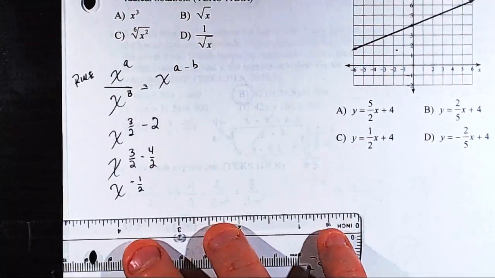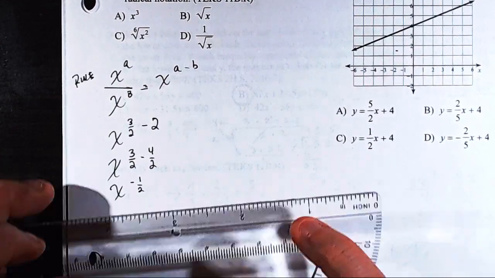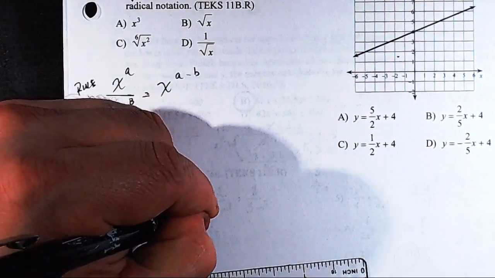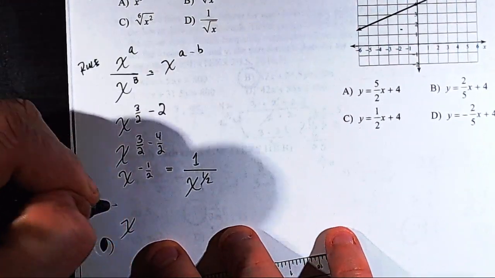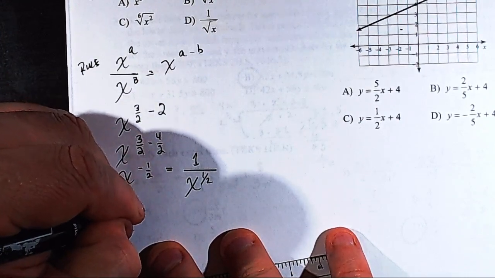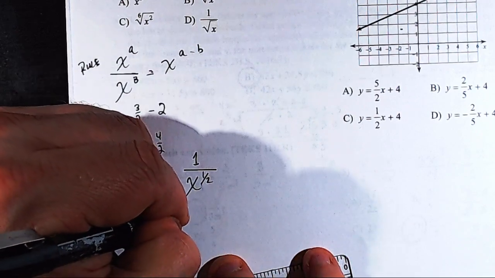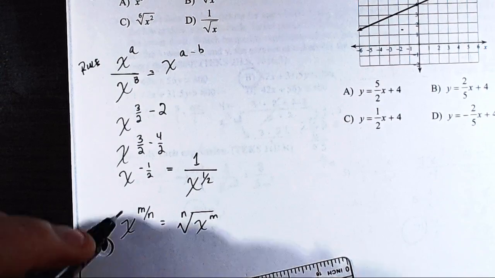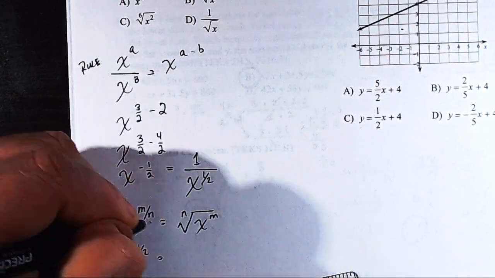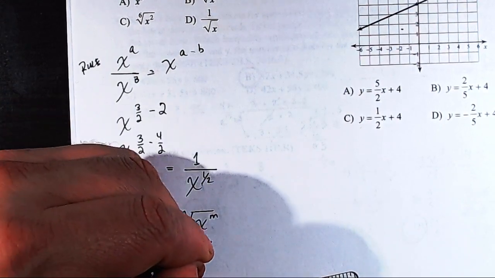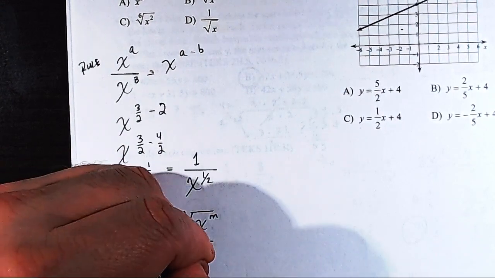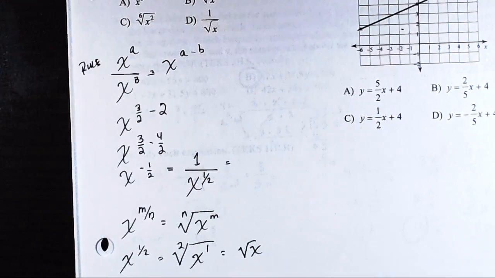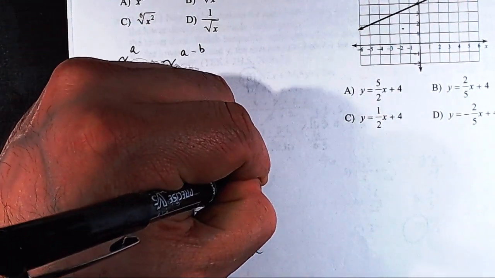And now two rules are at work here. You have the reciprocal rule, or the negative exponent rule, which means that we're definitely going to be with 1 over, and then you have x to the 1 half. Now that 1 half power, remember this exponent rule, x to the m over n equals the nth root of x raised to the m power. Okay, so let's plug in what we have. We have x to the 1 half. That must mean the 2 is in the n position. So I've got the square root of x to the first power. So that means I've got the square root of x, right? So 1 over x to the 1 half equals 1 over the square root of x.